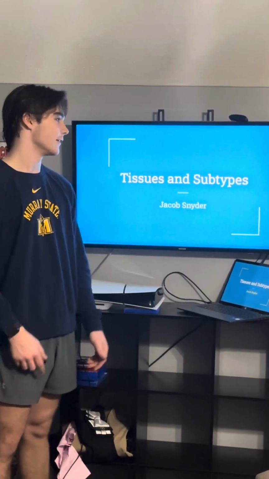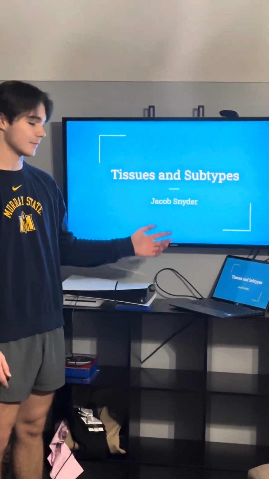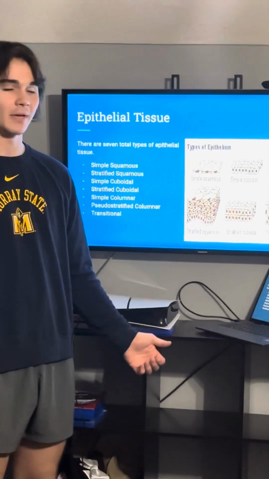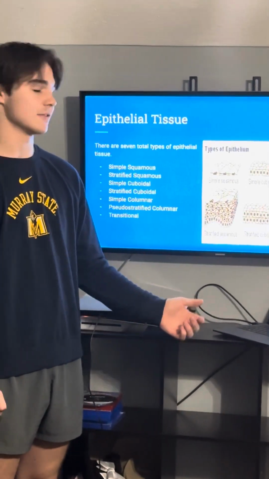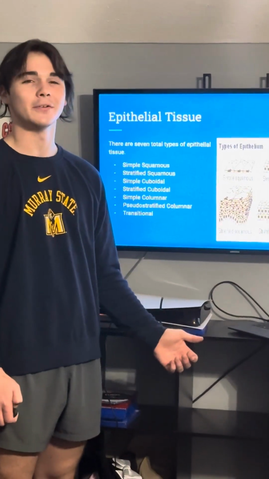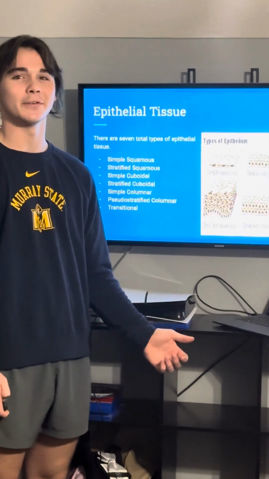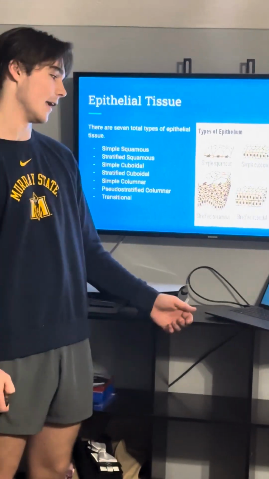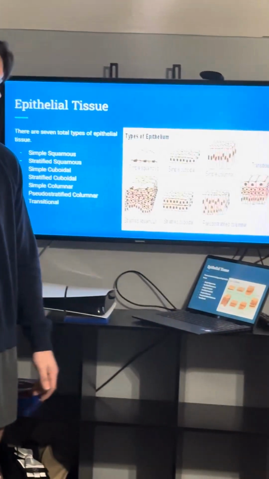My name is Jacob Snyder, and I'll be talking about tissues and their subtypes. First off, we have epithelial tissue. It has simple squamous, stratified squamous, simple cuboidal, stratified cuboidal, simple columnar, pseudo-stratified columnar, and transitional epithelial tissue.